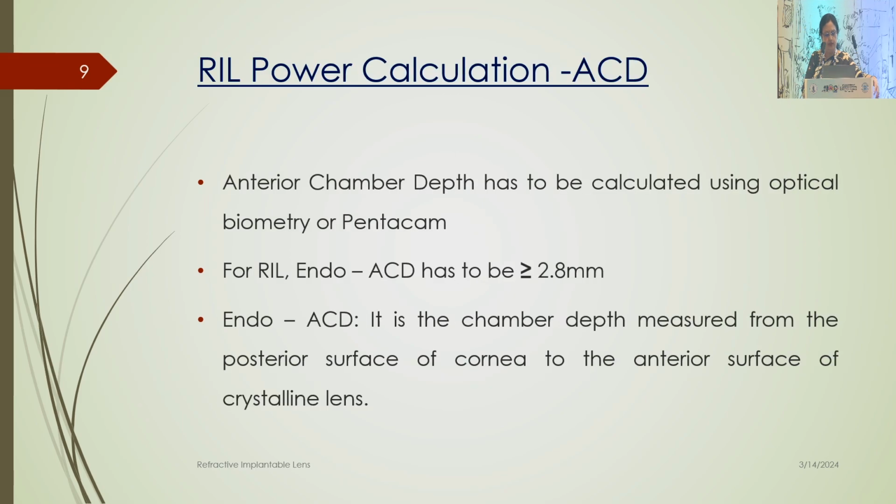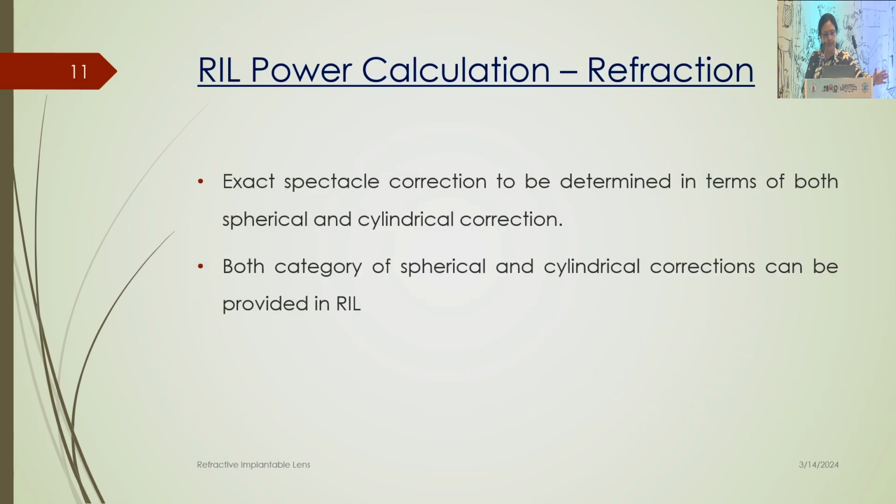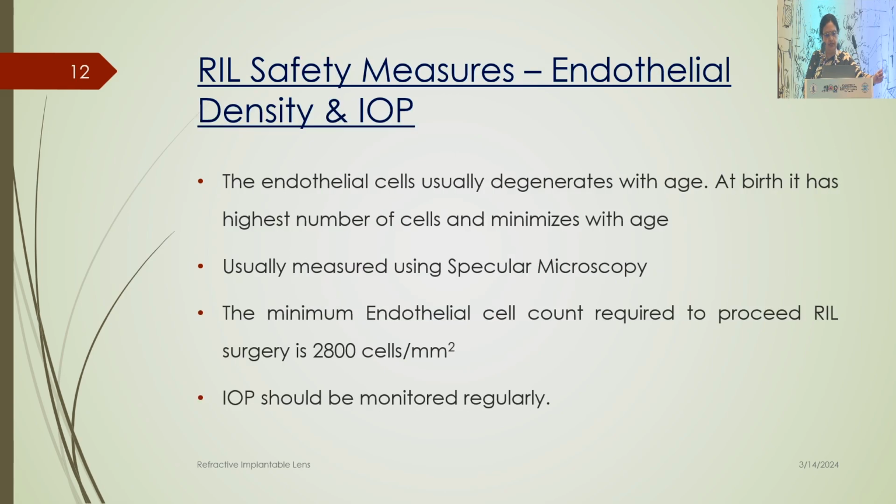For the power calculation, Partha has gone into detail about the important features when you're doing a power calculation. The most important being the anterior chamber depth, where you cannot implant a lens if it is less than 2.8 millimeters. White to white is also very important. We also use the digital caliper for calculating the white to white. And the most important thing in any IOL power implantation is refraction. So spectacle refraction has to be determined.